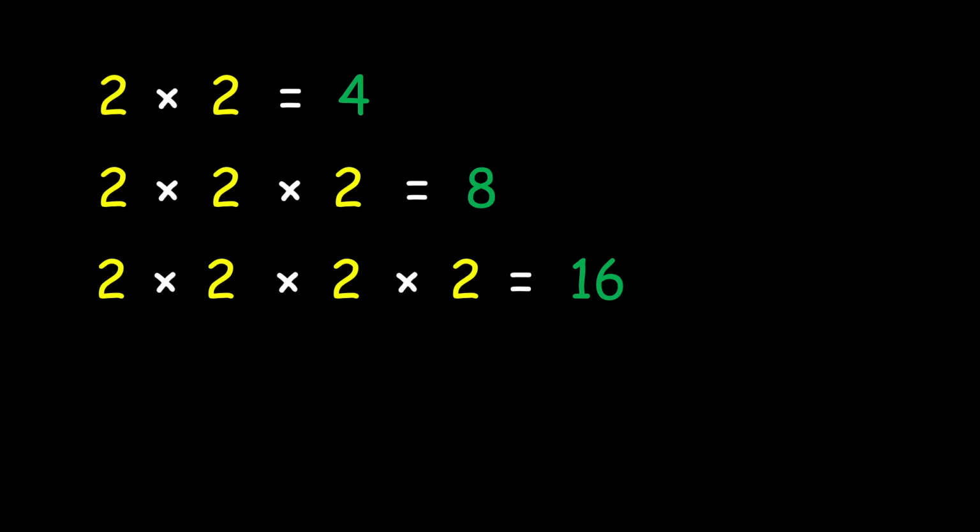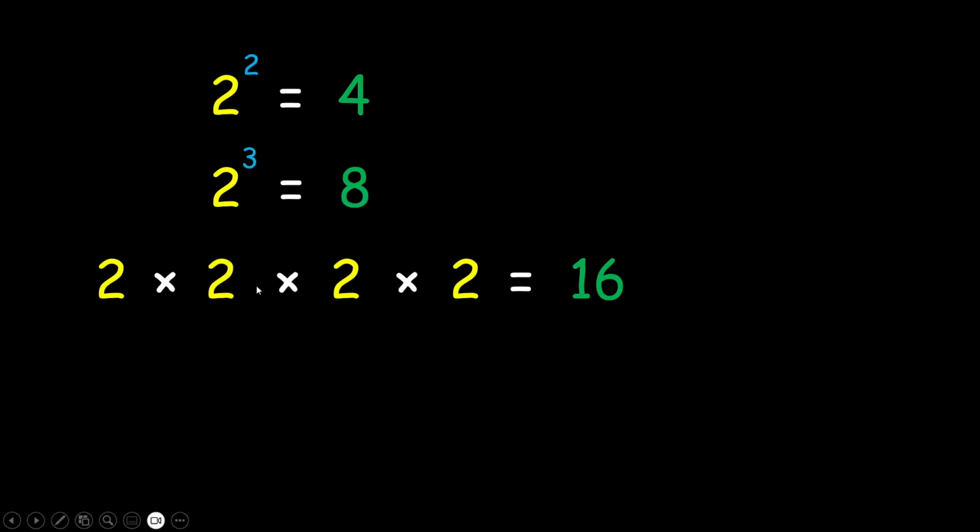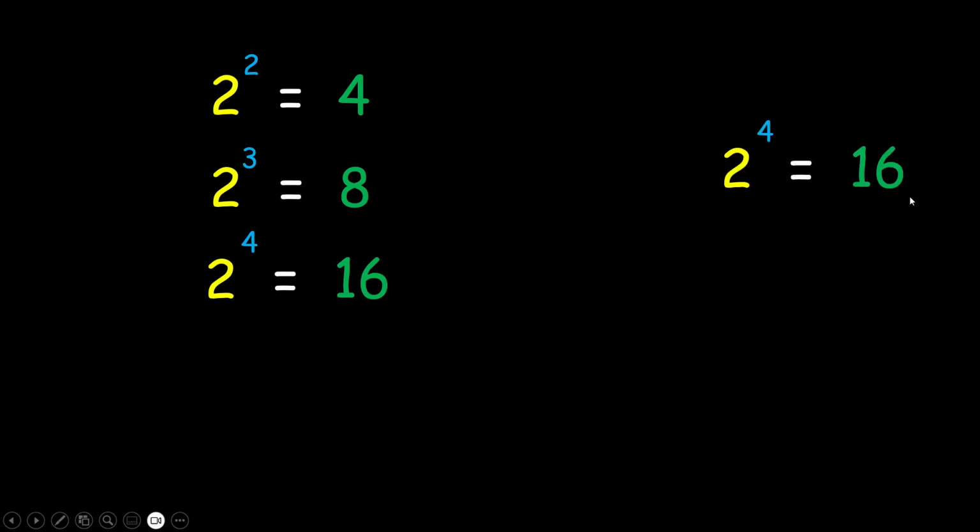And mathematicians, they love shortcuts. So, instead of writing it as 2 into 2, they came up with a new way of writing it in the exponential form. So, this can be written as 2 raised to the power 2, which means that 2 is multiplied to itself 2 times. Now, this can be written as 2 raised to power 3 and this can be written as 2 raised to power 4.